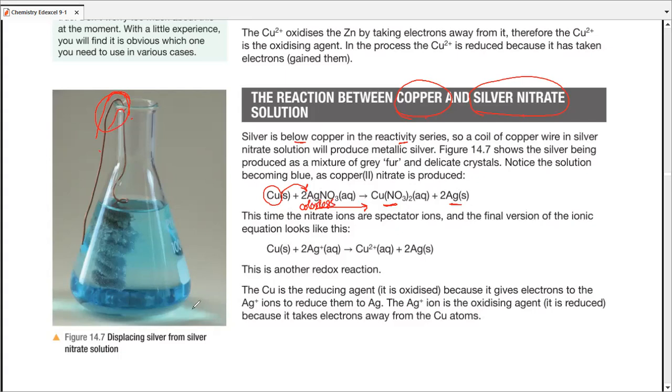But as soon as you see this diagram, you can clearly tell this solution is not colorless. This solution has a light blue appearance, and this light blue appearance is actually because of this copper nitrate compound, right? Which means the reaction has proceeded. This is actually the after diagram of the reaction. The before diagram of the reaction should have this wire in a colorless solution.